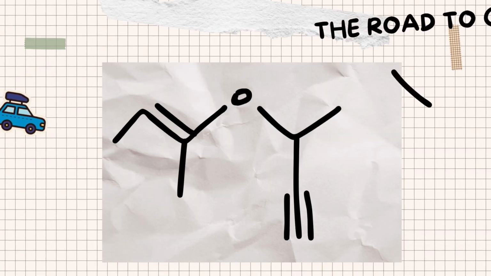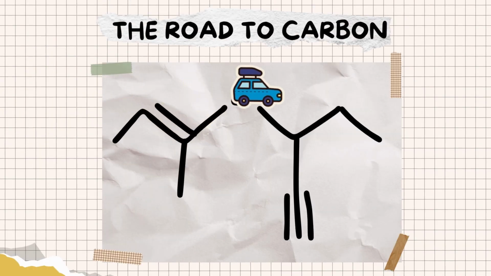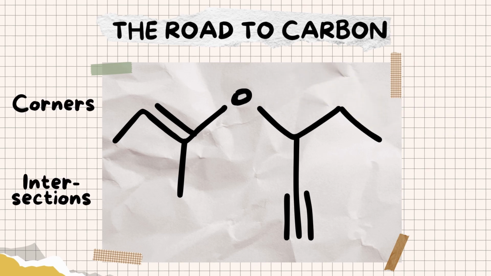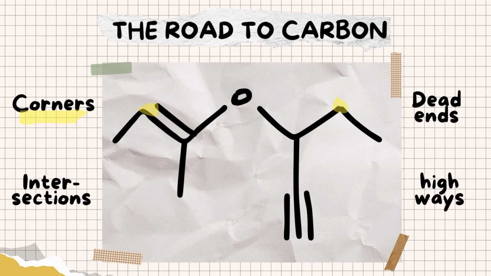So you can kind of just view each molecule as a little road of carbon. There are corners, intersections, dead ends, and highways. So let's check it out. The corners are any little peak or bend in the road. Intersections are any point where there's kind of a fork or a split off. Dead ends are any point where the molecule road doesn't continue.